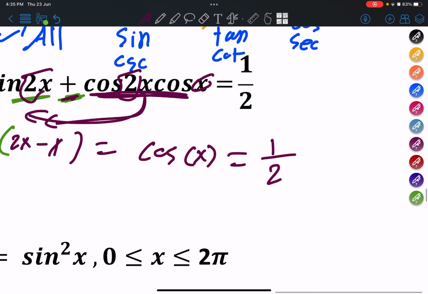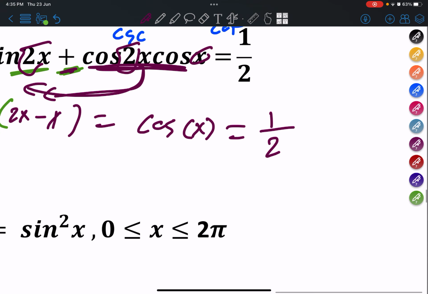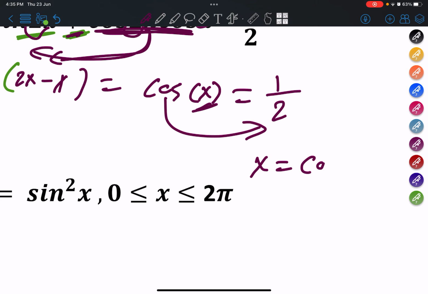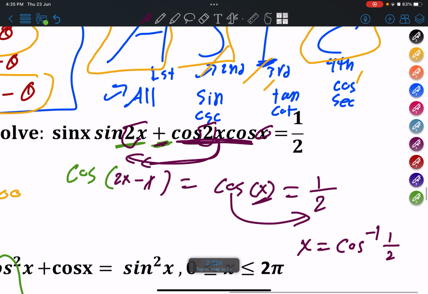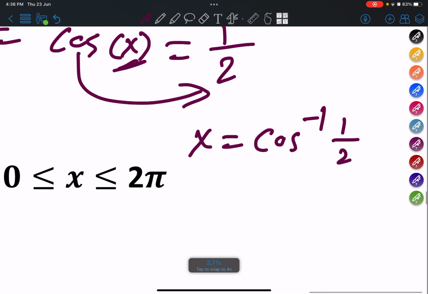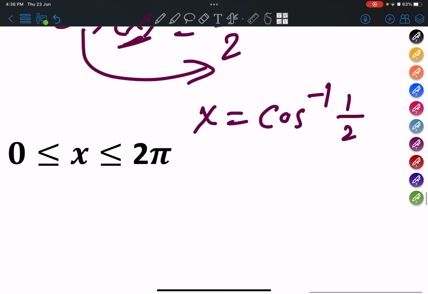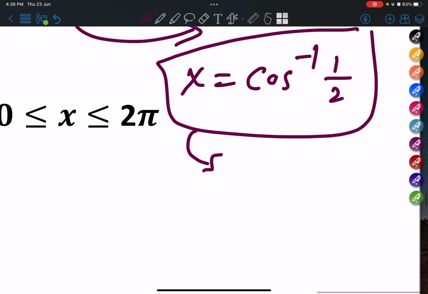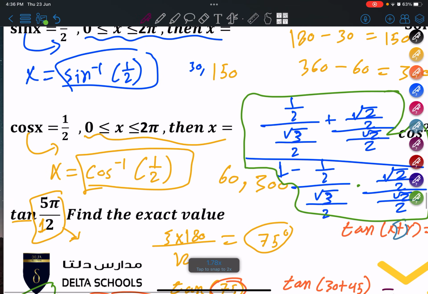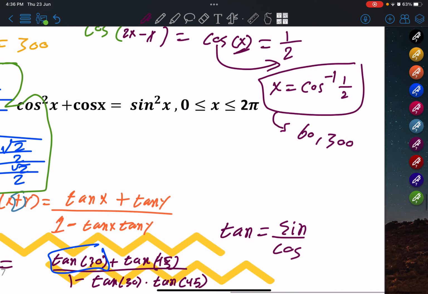So they're asking us what is cosine x. What is x if we put cosine to the other side? It will be x is equal to cosine inverse of 1 over 2. I'm not sure, because here they didn't provide us with any domain. I'm not sure if you provide them all or just the answer, but just for the sake of the question, let's write all of them. We've already done this one. This will equal 60 and 300, as we've done in the second question, 60 and 300.